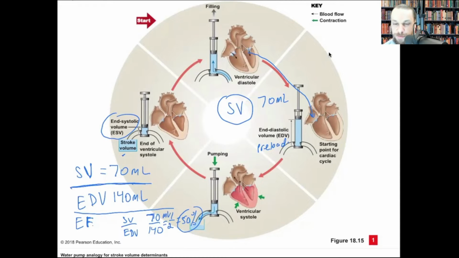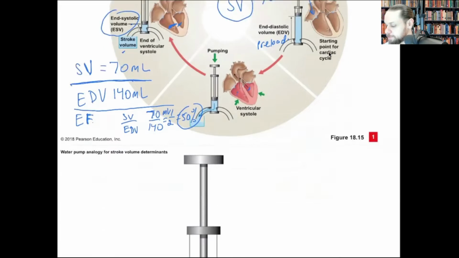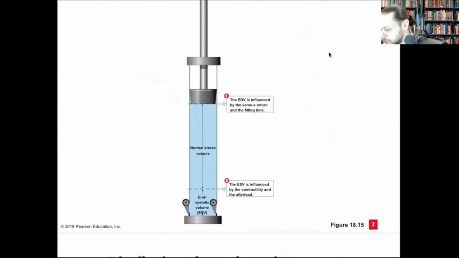So we see that during filling, ventricles fill to about 140 ml. Then the ventricle starts to contract and ejects about 70 of it out, 50%. The remainder of blood in the ventricles is called end systolic volume because it's at the end of systole. And then this process repeats. This is basically your cardiac cycle. So this is how they get stroke volume. They can measure it with an echocardiogram, or invasively with a Swan-Ganz catheter. So this is basically how they measure these volumes.